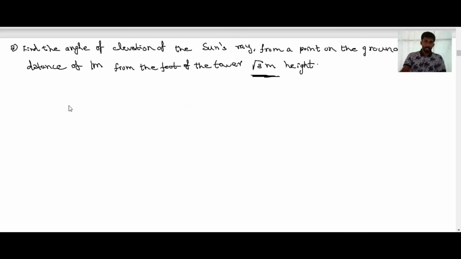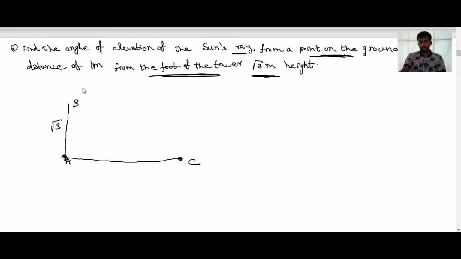Okay, see here I will draw one tower, name it as AB. AB be the tower where height is equal to root 3 meter. Okay, then see, this is your ground, right? Tower is on the ground, then foot of the tower is A. This is one point on the ground. I'm taking it as C. See, you need to measure angle of elevations of sun's ray. Okay, from where? From a point on the ground. With respect to what? With respect to foot of the tower. Okay, suppose sun's ray comes here, I will take like this.